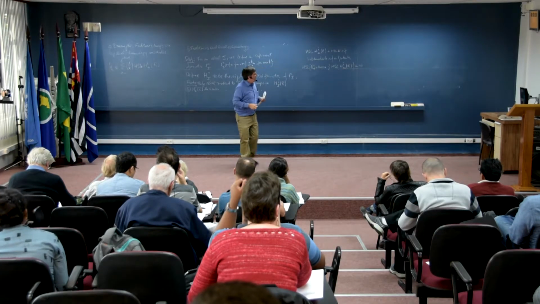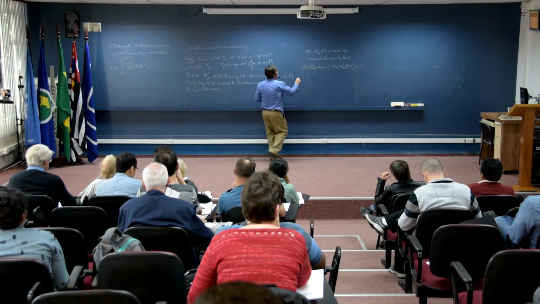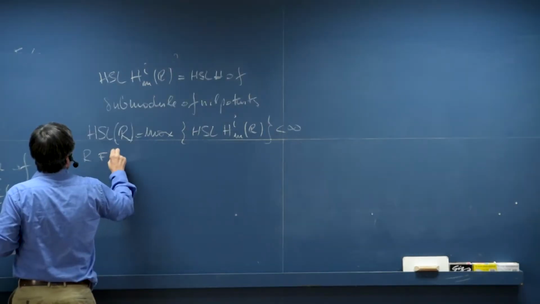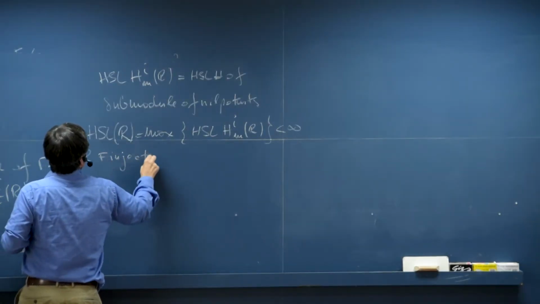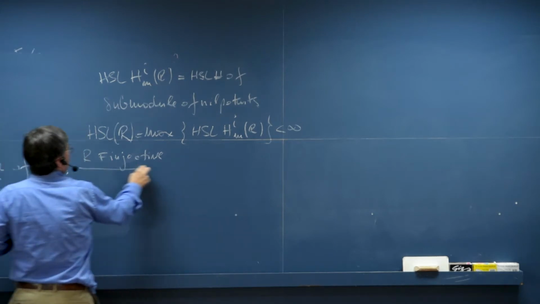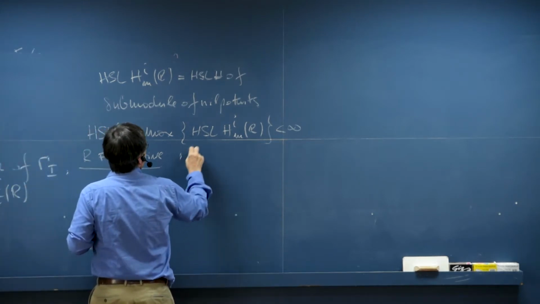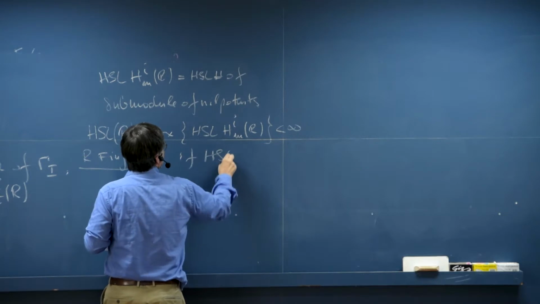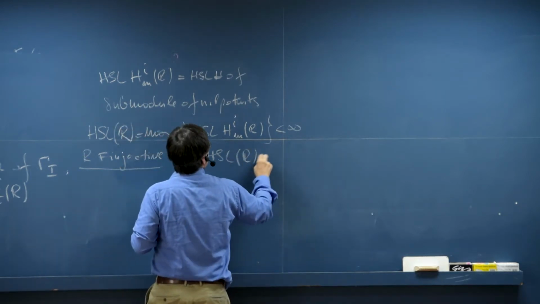Okay? And I'm going to call R F injective if all the Frobenius maps on all the local cohomology modules are injective, which is the same thing as saying that HSL of R is 0.